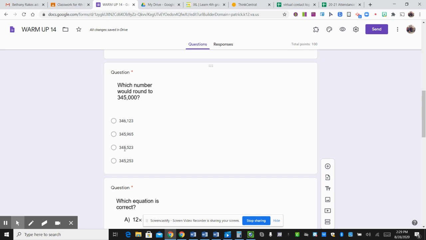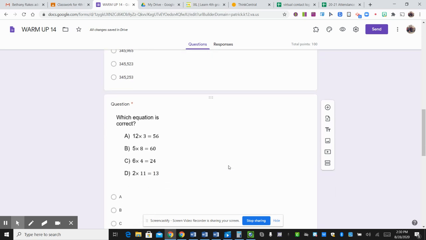Answer choice C, again, next door, 5 or more tells us to raise the score. So 5 would go up to a 6. Still not 345,000. But the very last one, if we look next door, that number, our next door neighbor, is less than 5, which would tell us to leave this thousand place here the same. So you should have had the last answer, answer choice D, as your answer.